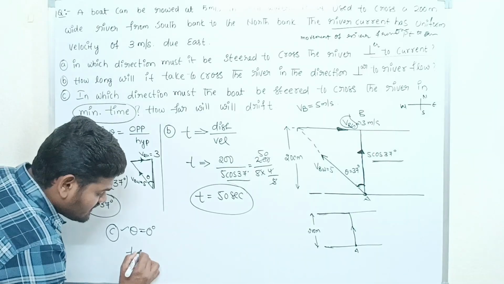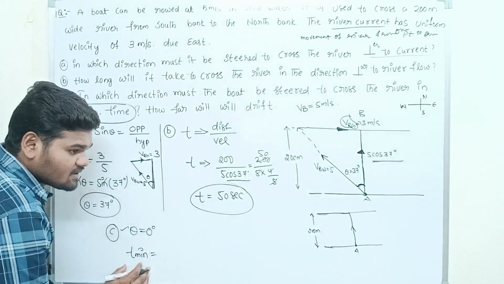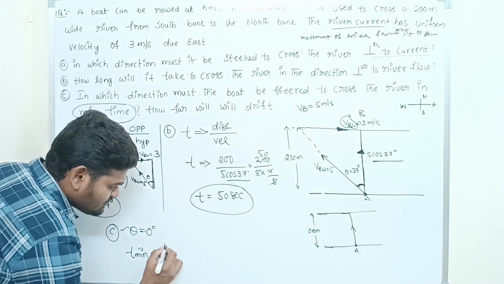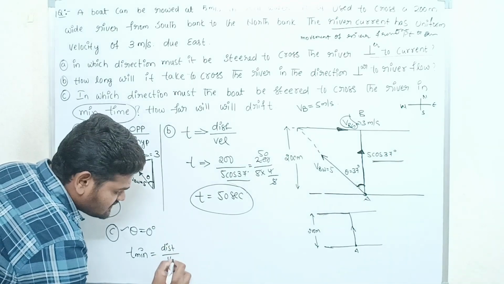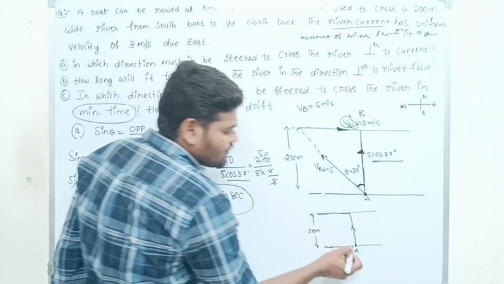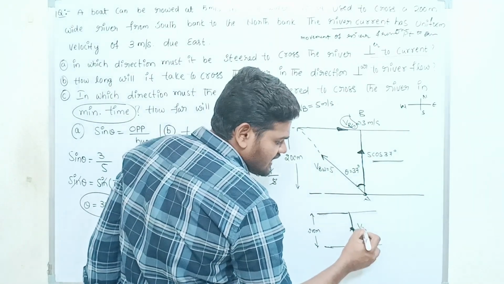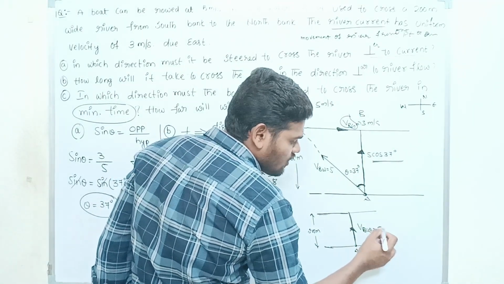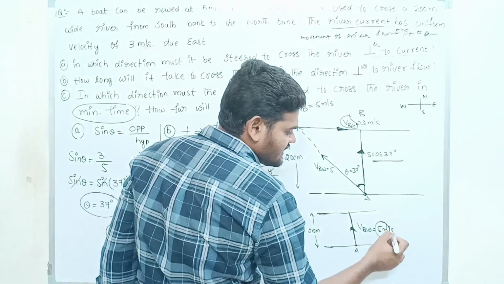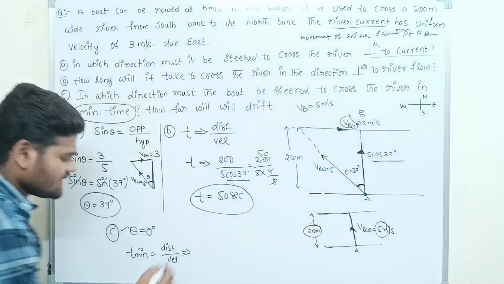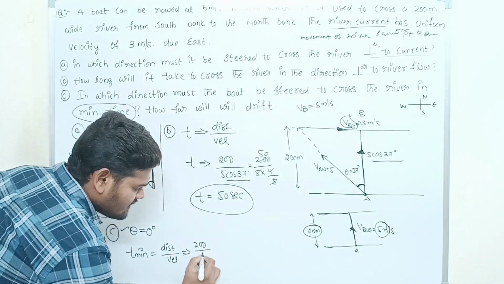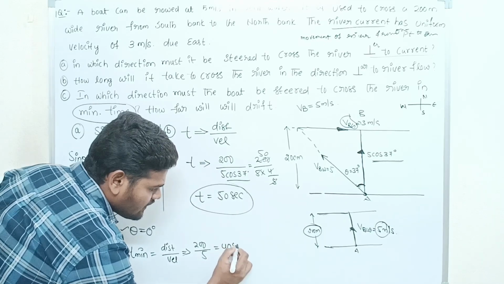T minimum. What I told you, whenever you are finding the minimum time, then we can write distance by velocity. Which velocity do you have to take? Boat velocity, that is the velocity of the boat with respect to water. How much? 5 meter per second. So what is the distance? 200 meters. So 200 divided by 5 equals 40 seconds.